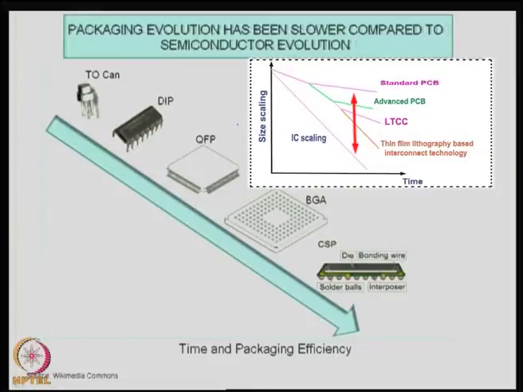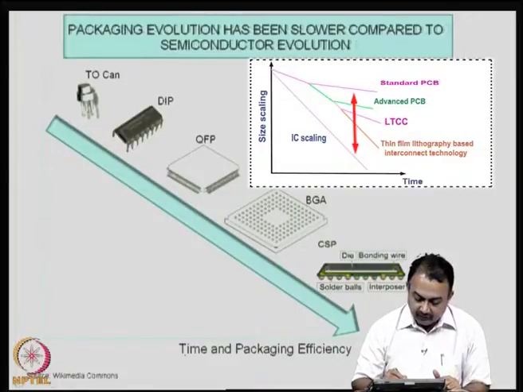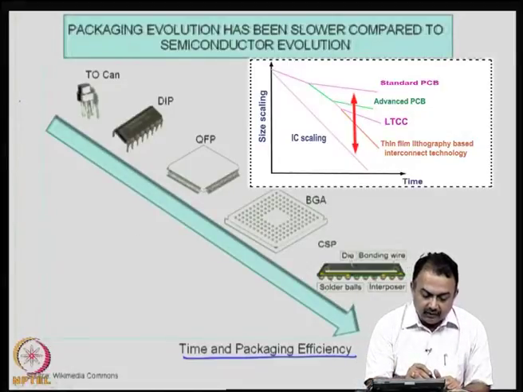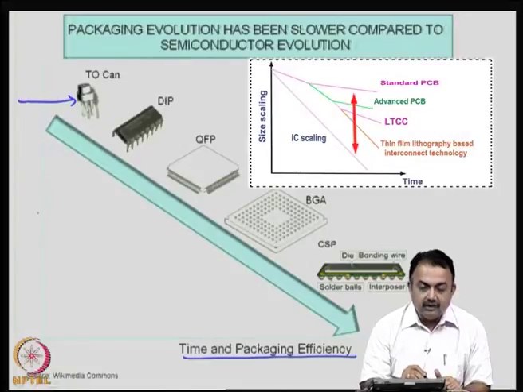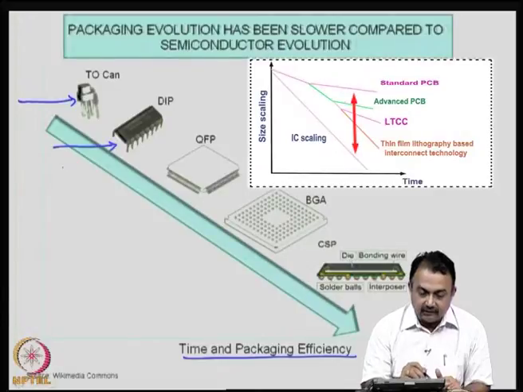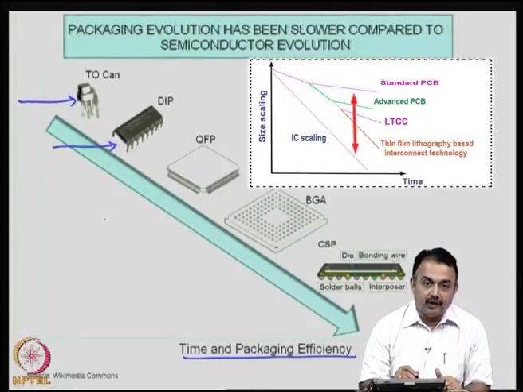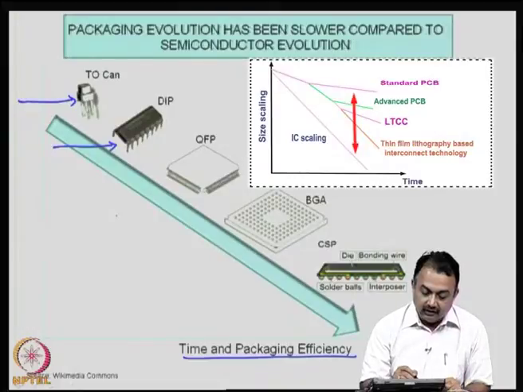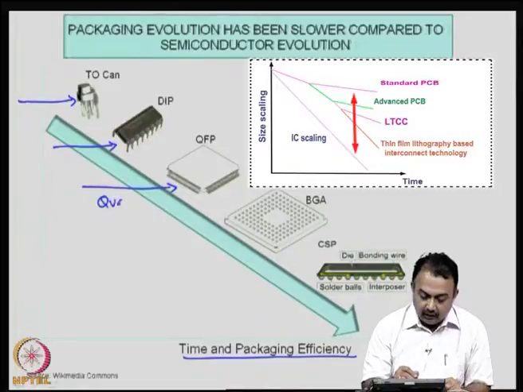Now, if you look at this time graph, if you have time and packaging efficiency here, we started decades earlier with a TO, transistor can. Then we started using the dip packages, which were very common. Even today we are using dip packages. Dip means dual inline package. Then we progressed into quad flat pack. This is known as quad flat pack or package.